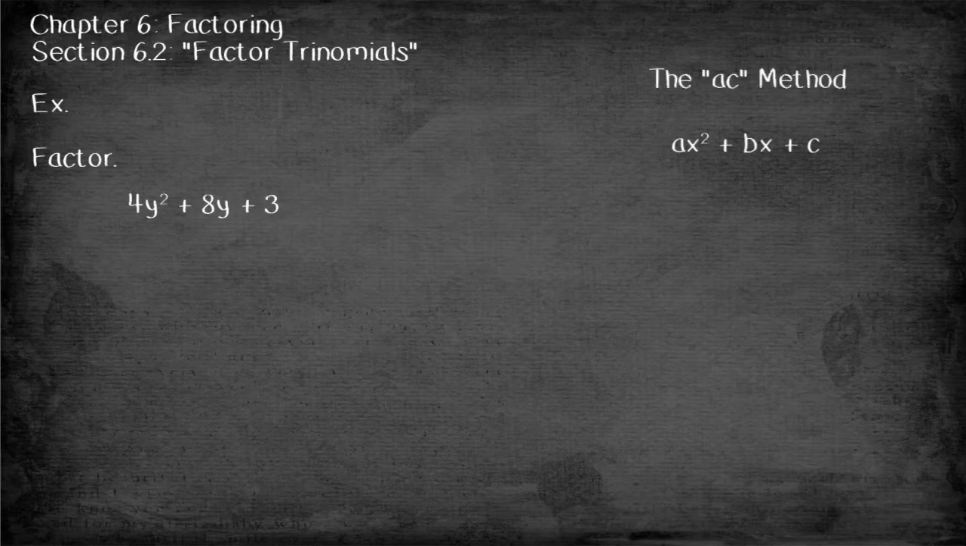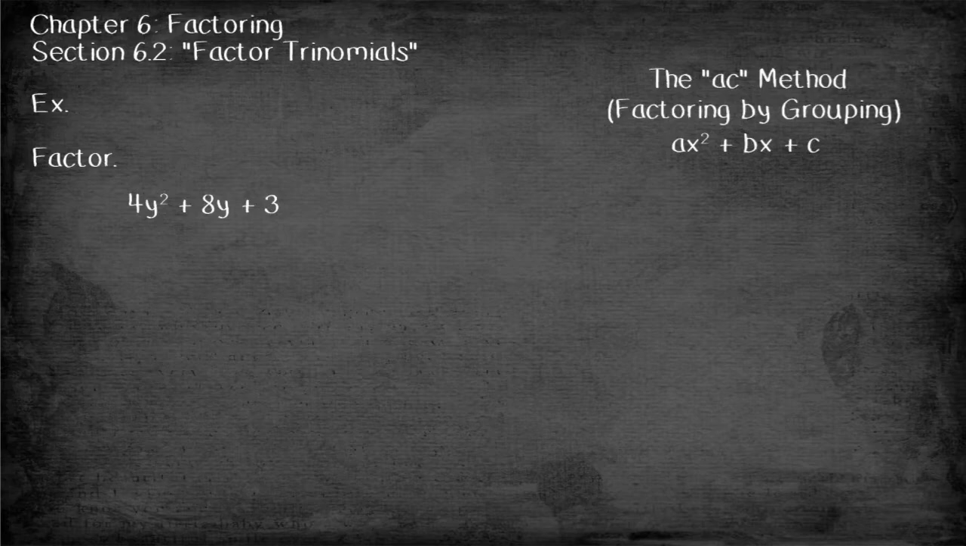All right, what if we wanted to factor something like this? So we see that the coefficient on the y squared is not 1 anymore. So we need to adapt a little bit. So we have something of the form ax squared plus bx plus c. The book uses what it calls the AC method, which is kind of a cutesy name for factoring by grouping, basically. So here's how it works.